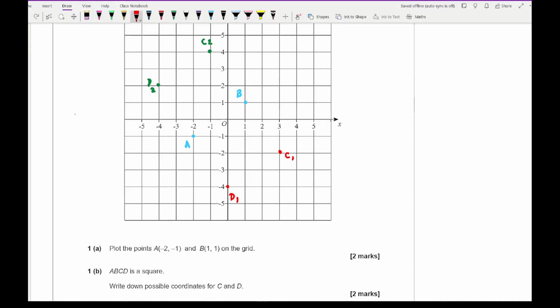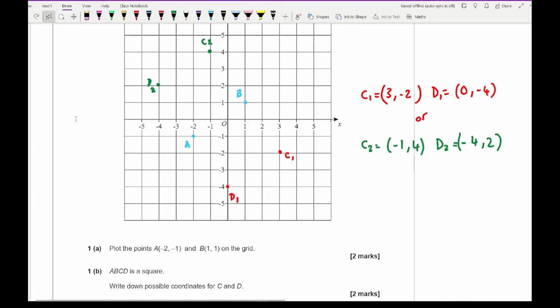So for this, we're looking at C1 being at (3, -2), and D1 is at (0, -4). Or you could have the coordinates of (-1, 4). Oh, don't know why I've put a D there. And so C2 could be (-1, 4), and D2 being (-4, 2). So any of those two possible answers would be absolutely fine.